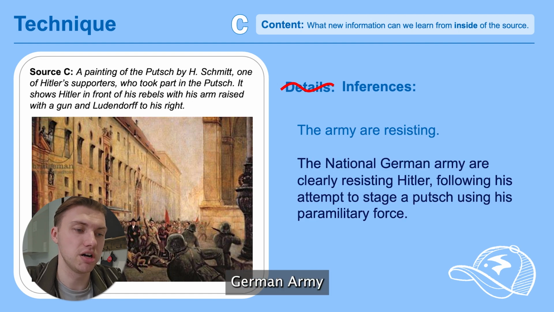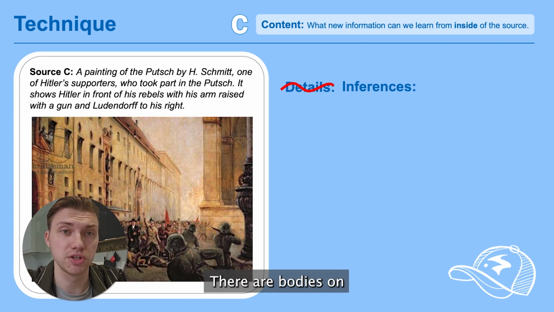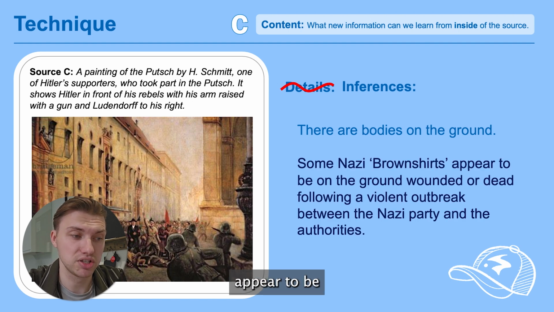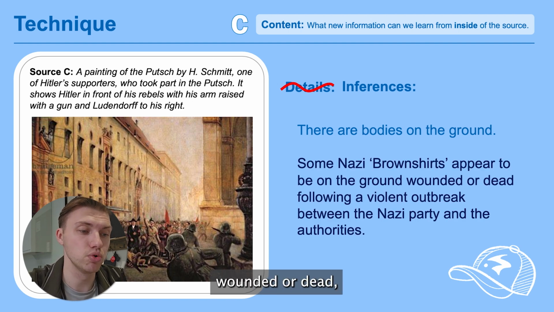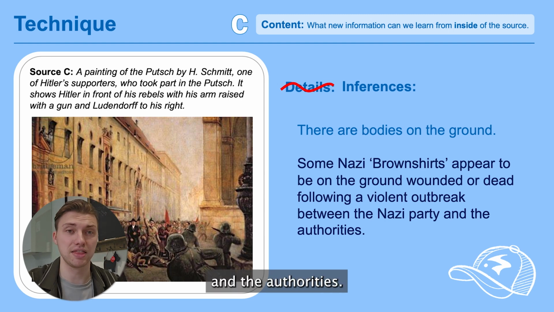The National German Army are clearly resisting Hitler following his attempt to stage a putsch using his paramilitary force. There are bodies on the ground, and some Nazi brown shirts appear to be on the ground wounded or dead following a violent outbreak between the Nazi party and the authorities.